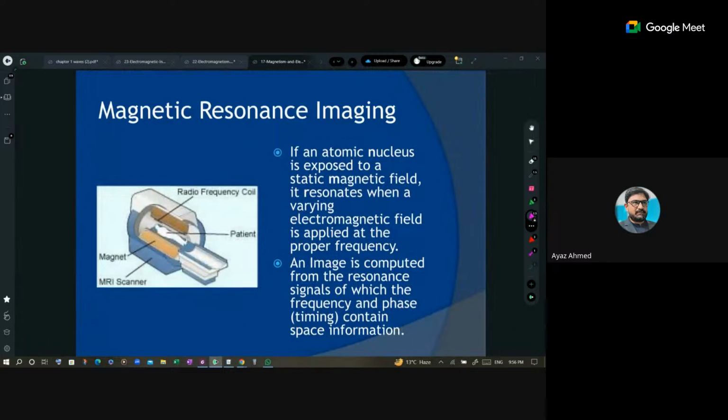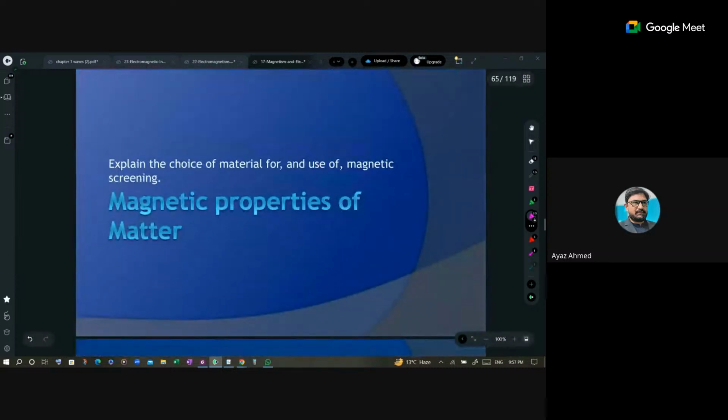Then magnetic resonance imaging, MRI. It is just to tell you that we use MRI on the basis of magnetic properties in our body. Hydrogen atoms are there, and they are resonated by using a magnetic field, and then we can process the image of the person to see what problem or abnormality we have.